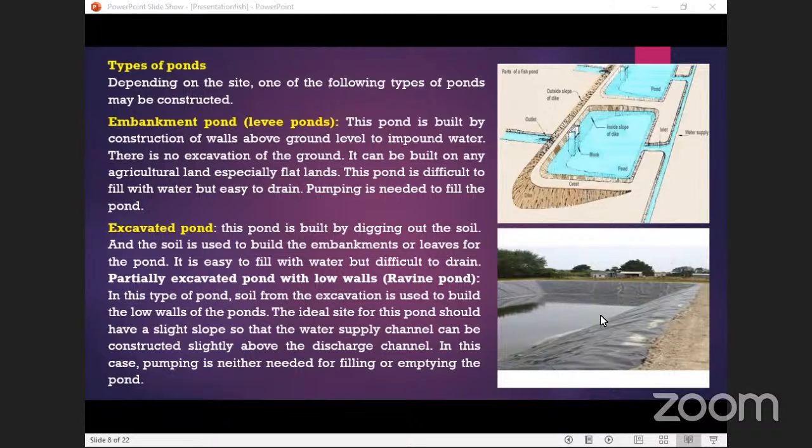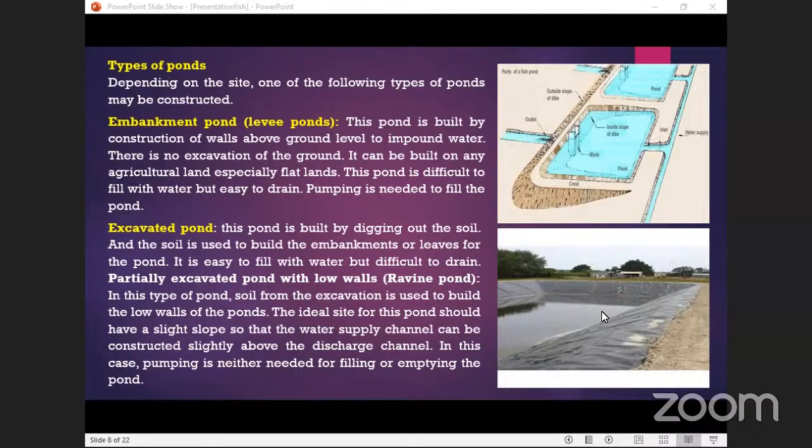In this case, pumping is neither needed for filling nor emptying. You don't need to bring a pump or a machine which helps you to withdraw the water from the pond, because the terrain, the landscape favors easy withdrawal of water and refilling.